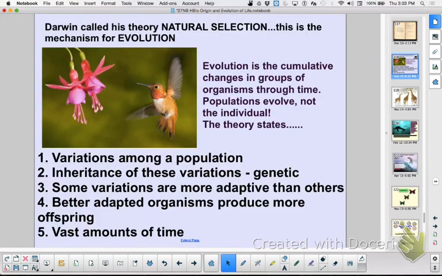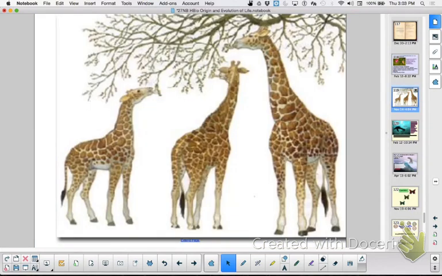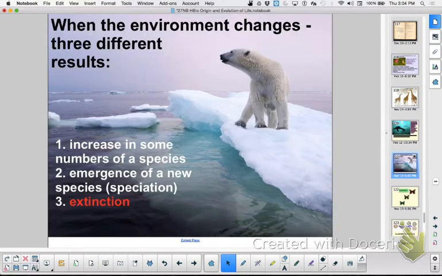the next part was focusing on natural selection and why giraffes' necks would get longer, and that would be because you have a lot of babies. There's going to be what between the babies? Competition. There's going to be variations amongst the offspring, and those that are best adapted for the environment are going to survive and reproduce, yes? And you have lots of time. Then we talked about how the environment changes really rapidly sometimes, and what can happen as a result of that. It could increase some numbers and decrease other numbers, causing extinction, or you could have emergence of a new species.